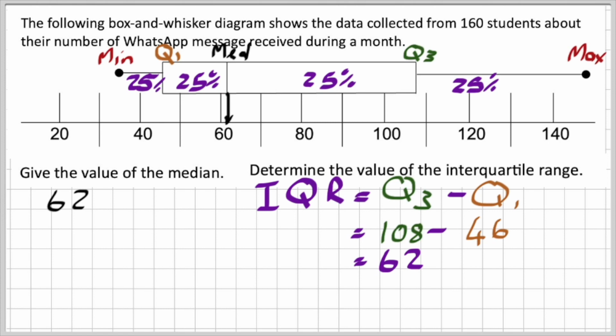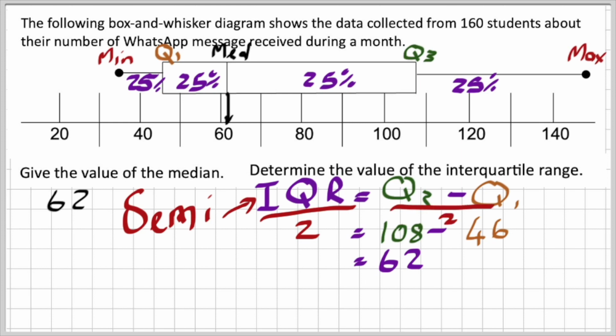Now I'm going to diverge a little bit and ask, what about the semi-interquartile range? The semi-interquartile range is simply taking your interquartile range and dividing it by 2. If I take that 62 and divide it by 2, it gives me 31. So that is the semi-interquartile range. We don't really have much use for it, but they love to pop it in at random and say determine the semi-IQR. There, you now know how to do it.